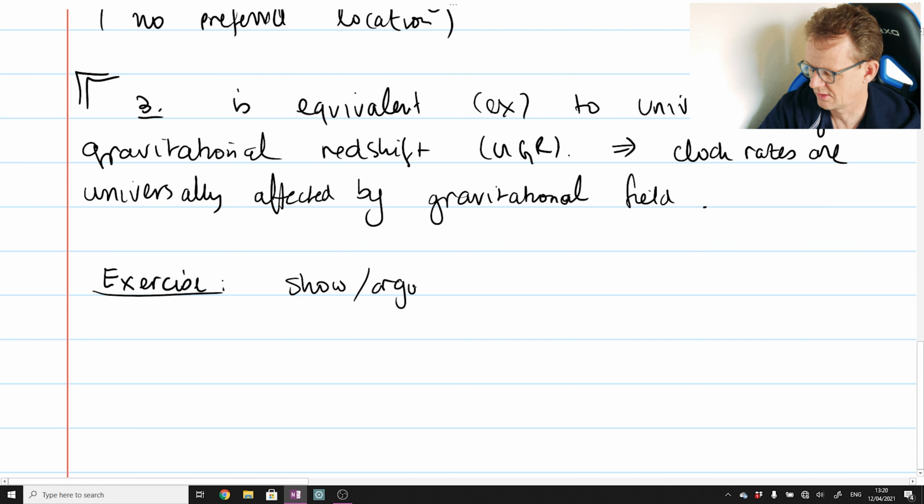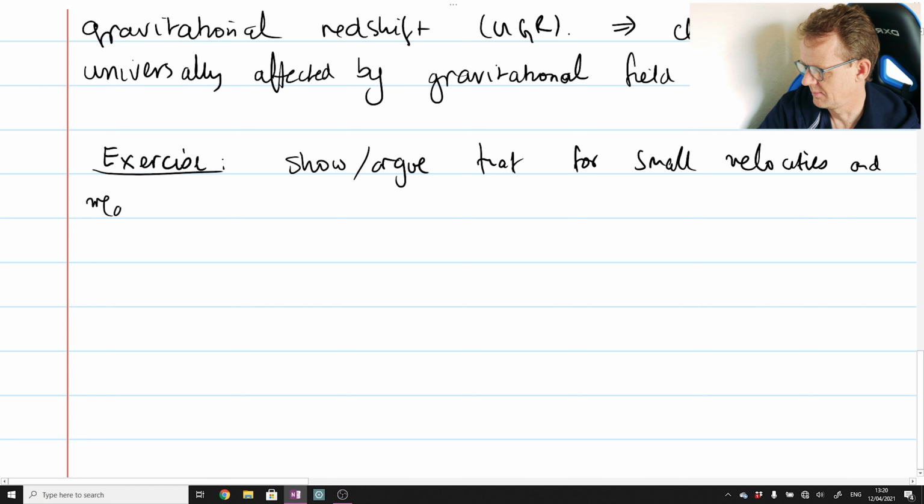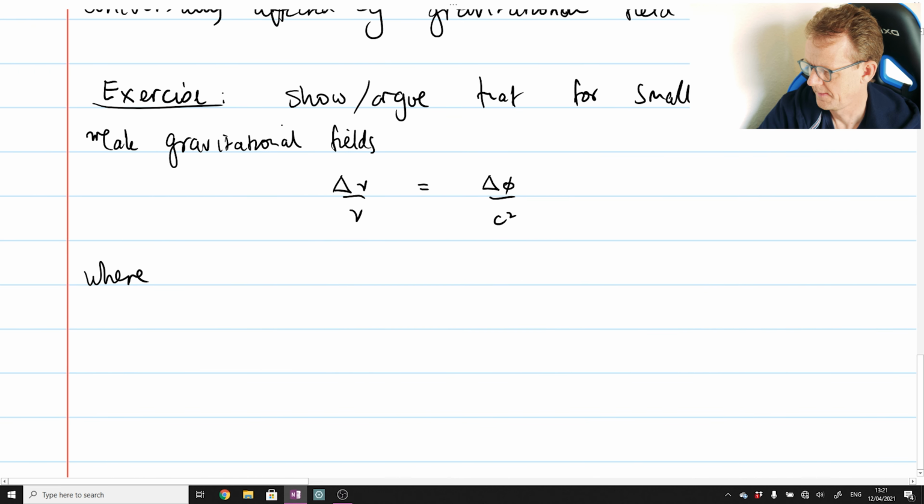So the task is to show or argue that for small velocities and weak gravitational fields, so we don't expect any black holes or anything, so for weak gravitational fields, such as what we experience here on Earth, delta nu over nu is equal to delta phi over c squared. I'm going to tell you what these symbols are.